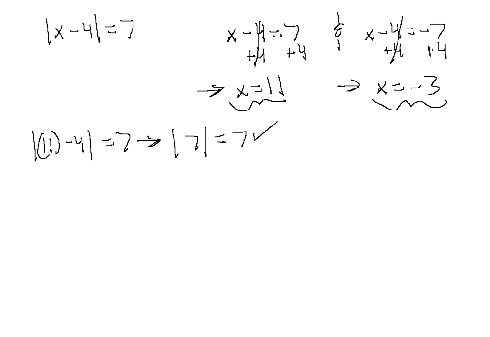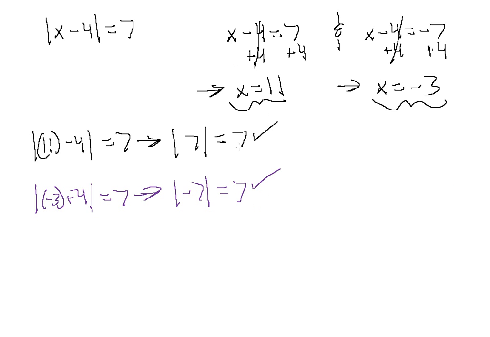Now let's check x equals minus 3. We have the absolute value of x, which is minus 3, minus 4, equals 7. Let's add a negative instead of subtracting. We have the absolute value of minus 3 and a minus 4 is a minus 7, equals positive 7, and this is indeed a true statement as well. The absolute value of negative 7 is a positive 7.